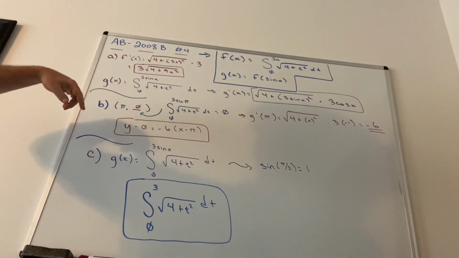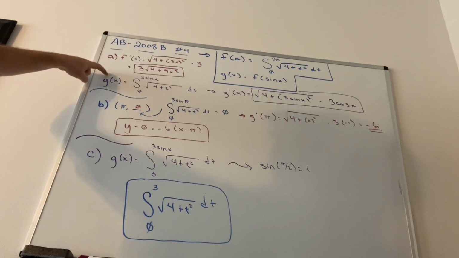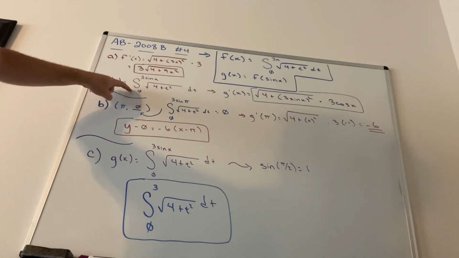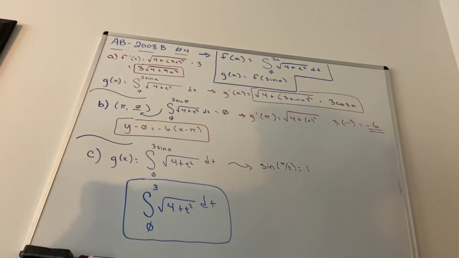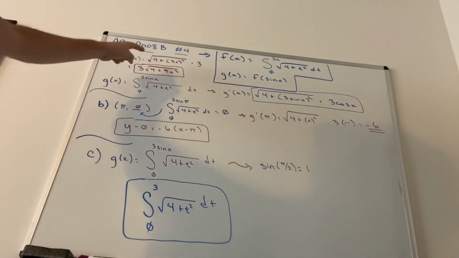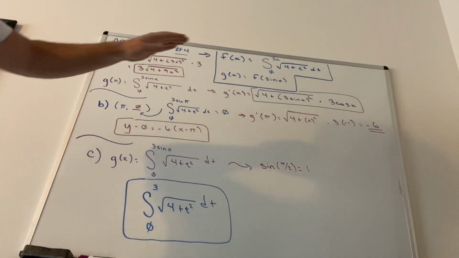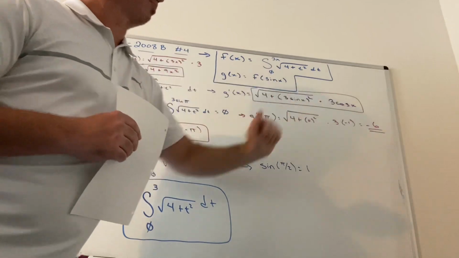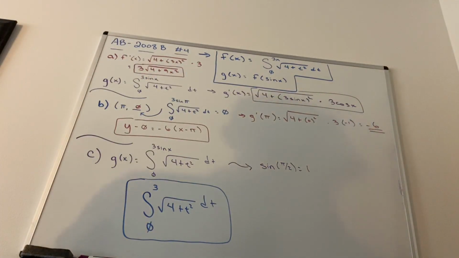And again, if I need to find g prime, well, I'd derive this side. So the second fundamental theorem happens again. You plug in 3 sine x and then multiply by the derivative of 3 sine x. And I'm just going to leave my answer there. It's unsimplified, but it doesn't matter.